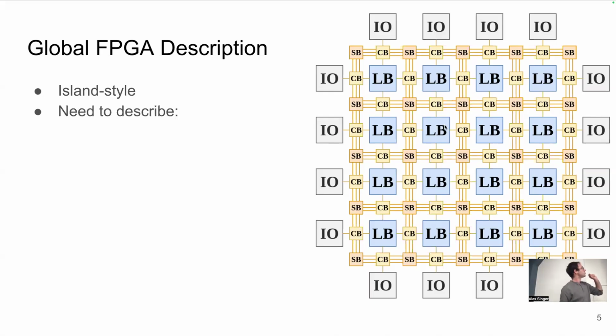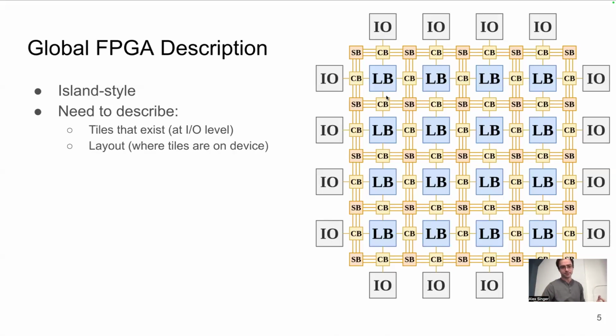So to describe the global FPGA, we need to describe the following. We need to describe all the tiles that exist at the I/O level. So there's an I/O tile. There's a logic block tile. The logic block tile has this many inputs, and they're on this side of the tile. It has this many outputs. It's on that side of the tile. At a physical level, what are the tiles and how are they oriented?